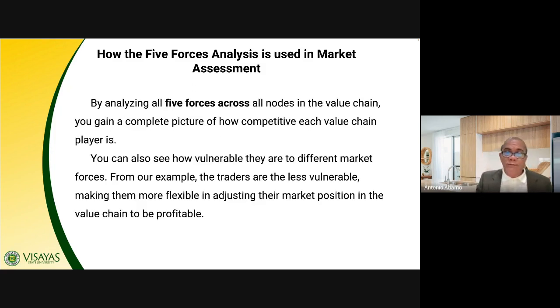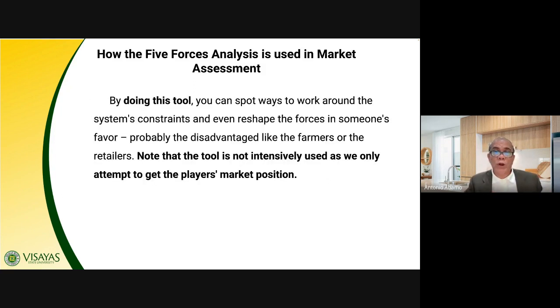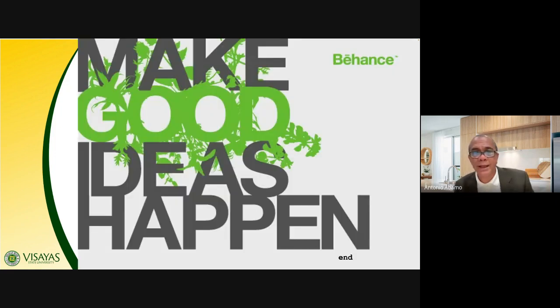By analyzing the five forces model across all nodes of the value chain, you gain a complete picture of how competitive each value chain player is. So, it all depends on how you represent each player. If a major player, a big circle. If a minor player, maybe a small circle. So that we will know that one is a large corporation, and this one is, for example, a result or study from graduate students.